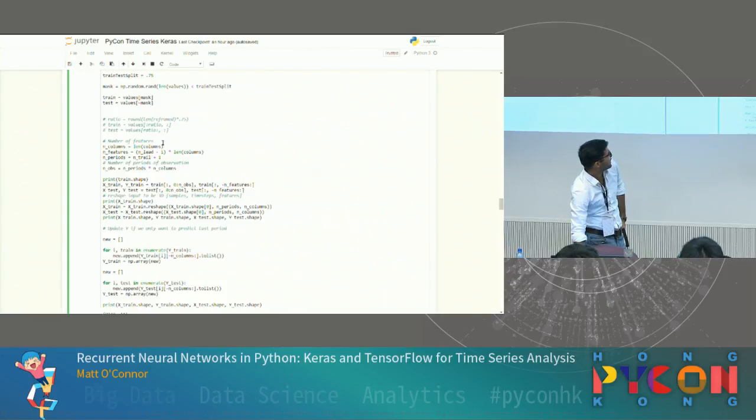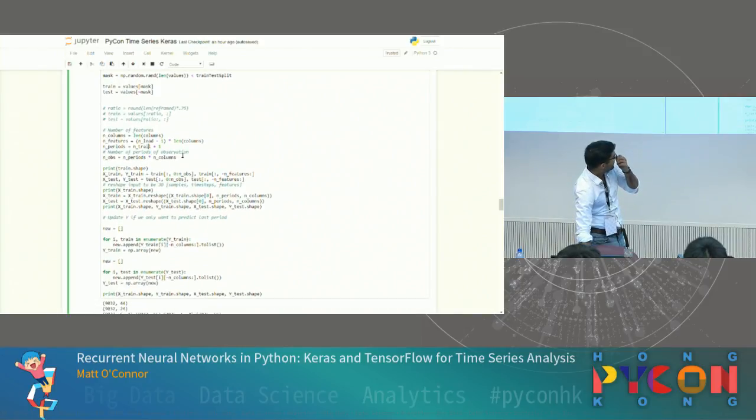It's getting our number of features here. We already defined the trailing and leading periods before, so that's 5 for us right now. And this is the number of observations we have, basically, which is the number of periods times the number of columns.